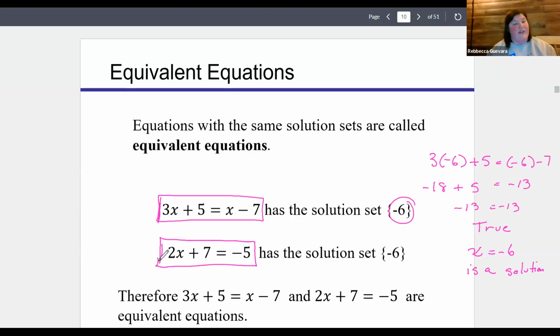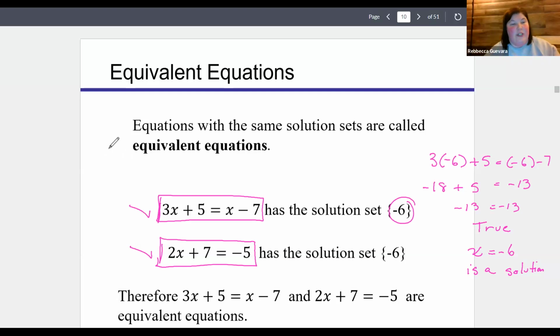So 2x plus 7 equals negative 5 is true as long as x is equal to negative 6. So what we say is that these two equations have the same solution set. It means all the same solutions. In this case, you only have to worry about one. But because they have just the one solution to both of them, and it's both negative 6, that means that we call them equivalent equations.